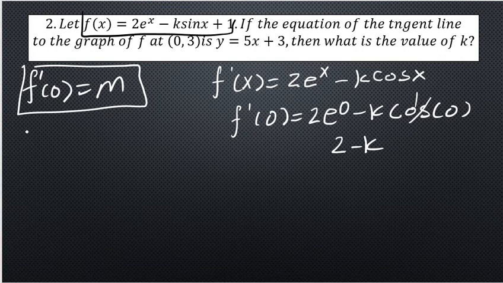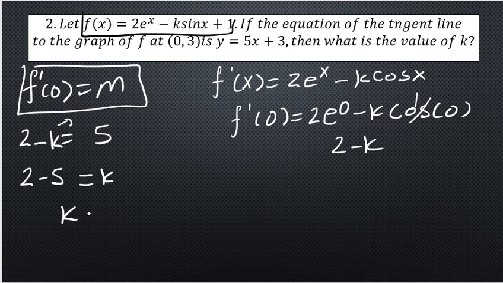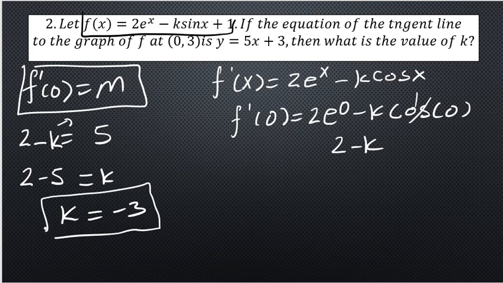And the slope we have, so that 2 minus k is equal to 5, the slope of the line. Therefore, shift the k to the other side and bring the 5: 2 minus 5 is equal to k. So the k value is equal to negative 3. This is what we are asked. We are asked to find the value of k, given that the equation of the tangent line to this function is y equals 5x plus 3.